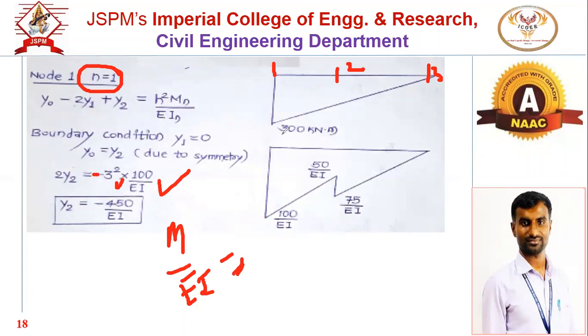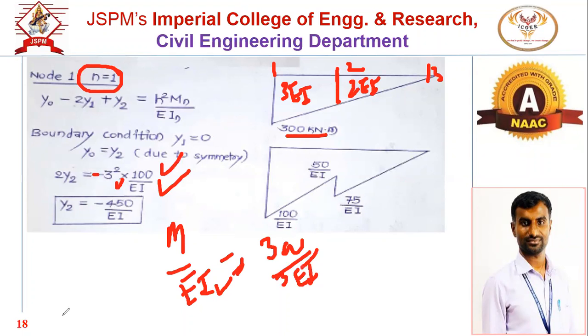This is node 1. This is the bending moment 300. Okay, 300 divided by EI. What is EI for node 1? This is 3 EI. Okay, and for the right portion it will be twice of EI. So for the first node it will be 3. 300 divided by 3 EI, it will be 100 by EI. That's it. You will get the value of y2 as minus 450 by EI.